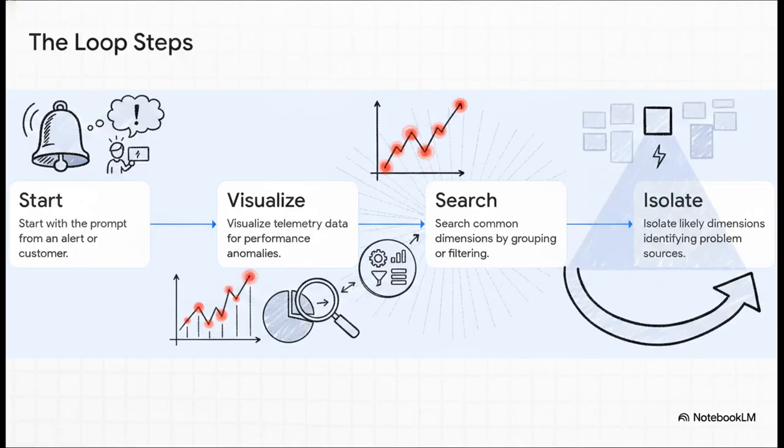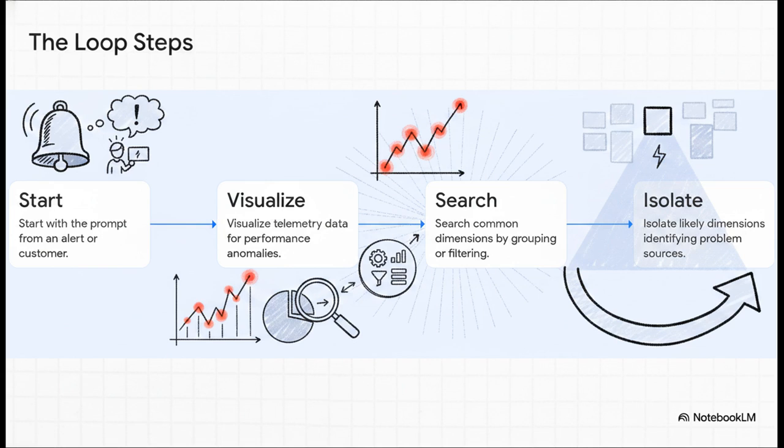Let's actually apply this to a concrete real-world scenario so we can see how it works. Imagine the checkout cart on your e-commerce site is sporadically failing. We start with that prompt, a spike in pager alerts about failed checkouts. From there, we visualize the telemetry data. We might look at a heat map of latency and error rates to find exactly where those performance anomalies are hiding.